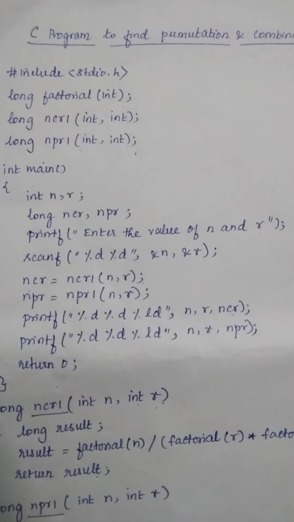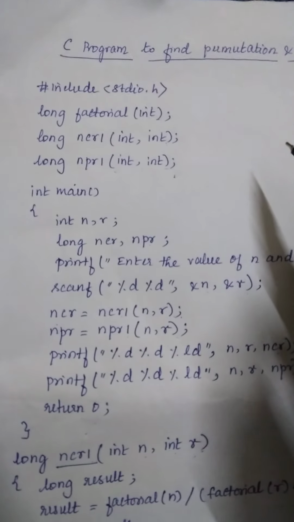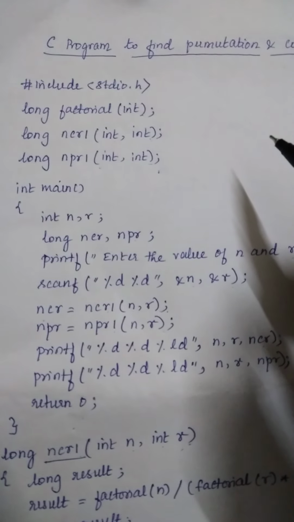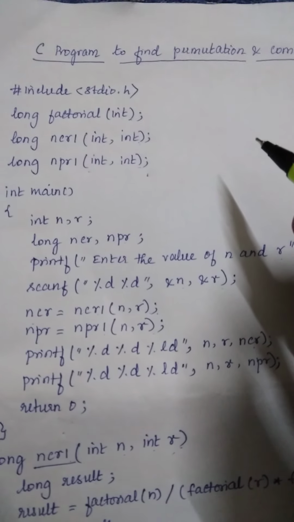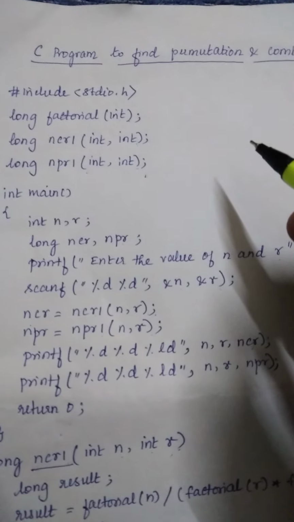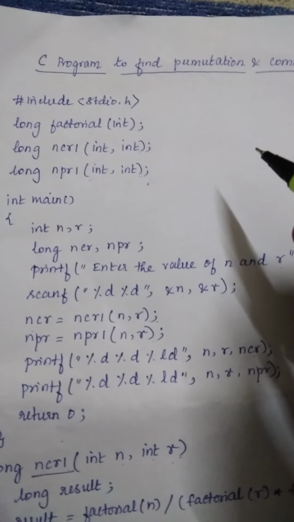Hello students, let us see a C program to find permutation and combination of given numbers. Permutation is arrangement and the order must be in sequence here. Combination is NCR and here order does not matter. Now see the formula here.